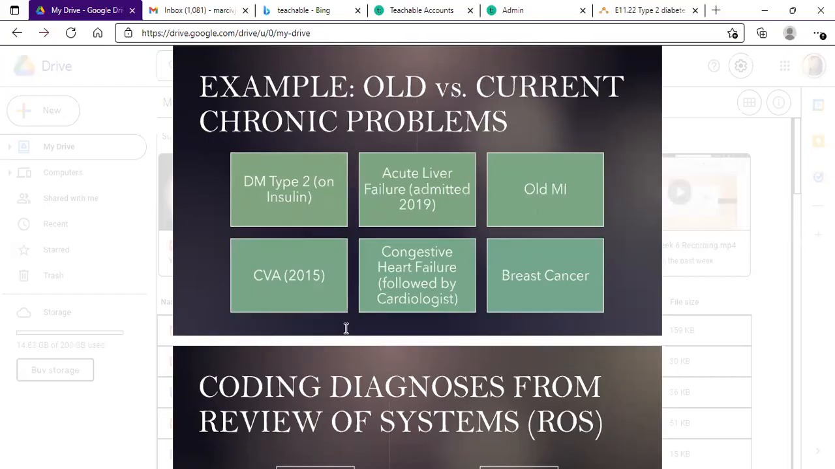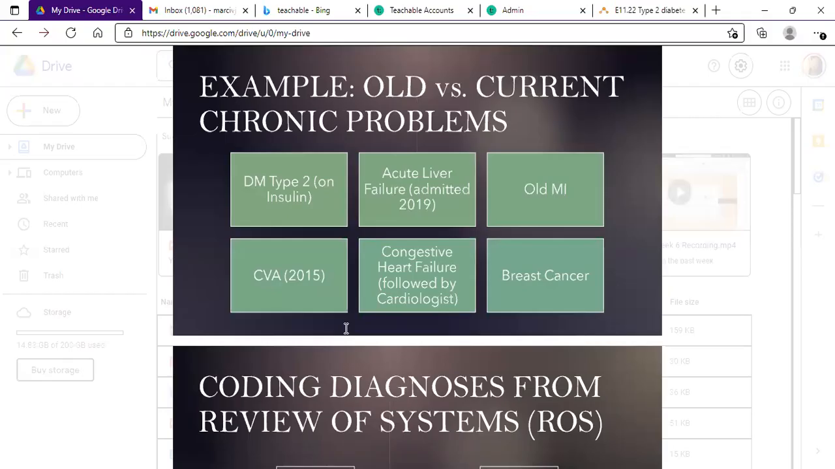Who wants to take this question? So the CVA will be old. The acute liver failure in 2019 would be old. The old MI, so I guess that's an MI over 5 weeks, so that's old. And then the breast cancer.